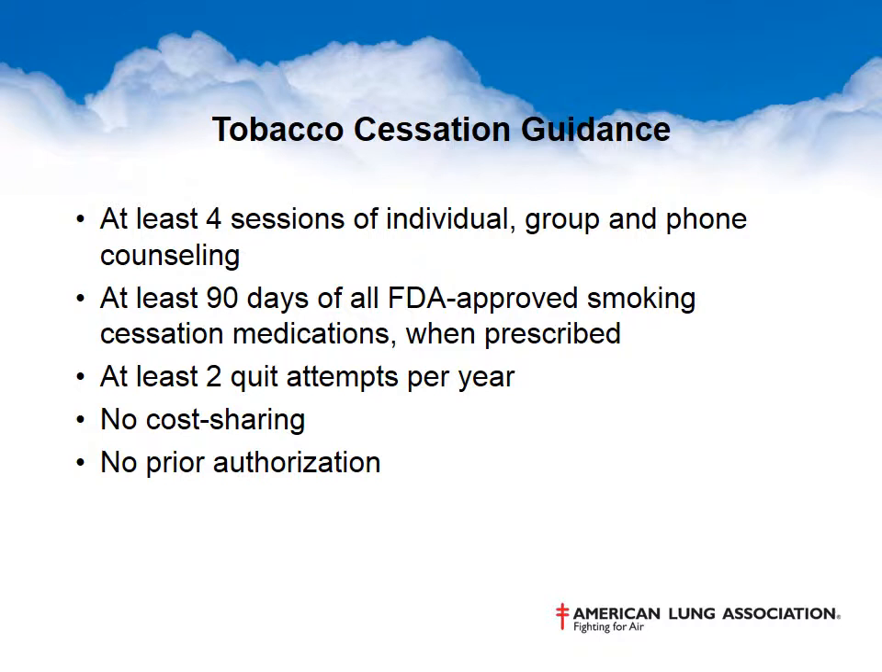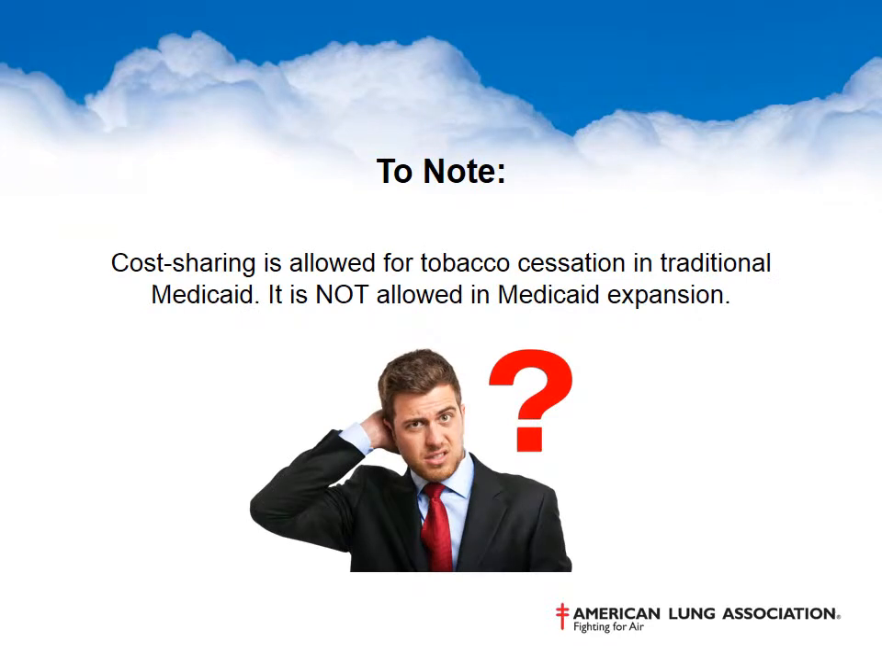So prior authorization can be really a problem, and so this guidance says that these plans should be offering this benefit without prior authorization. So Medicaid expansion plans should be offering a comprehensive tobacco cessation benefit to the new Medicaid expansion enrollees. And as we talked about before, traditional Medicaid should be offering a comprehensive benefit to pregnant women with no cost sharing, and then also all the medications to everyone else on Medicaid.